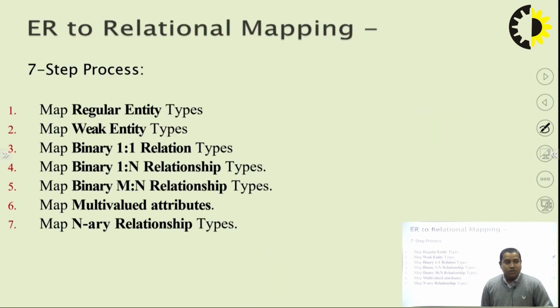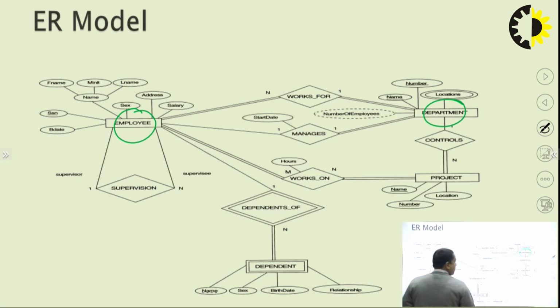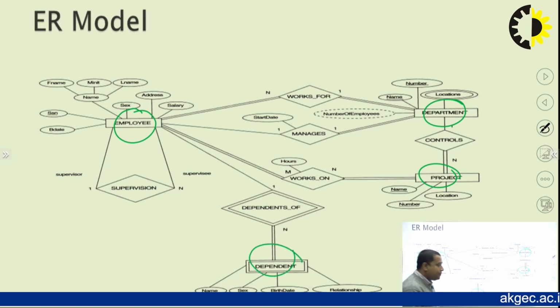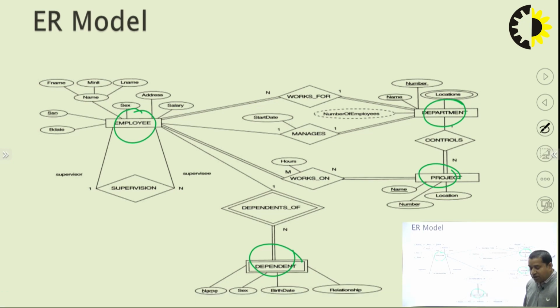So we can also term the regular entities as the strong entity types represented in the ER model. Let's have an example. In this example we see there are entities: employee, department, project, and also we have a weak entity set, dependent. First of all, we will find out how many entity sets there are. In this given example, we have employee, department, project, and weak entity set dependent.